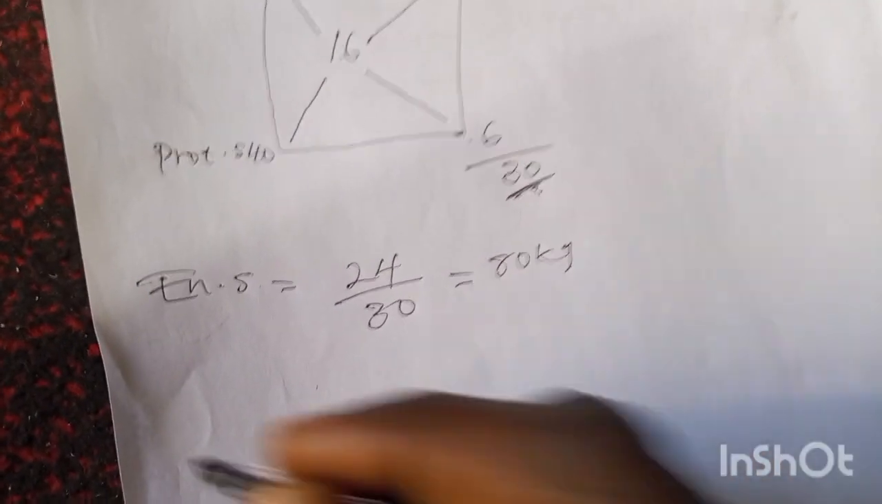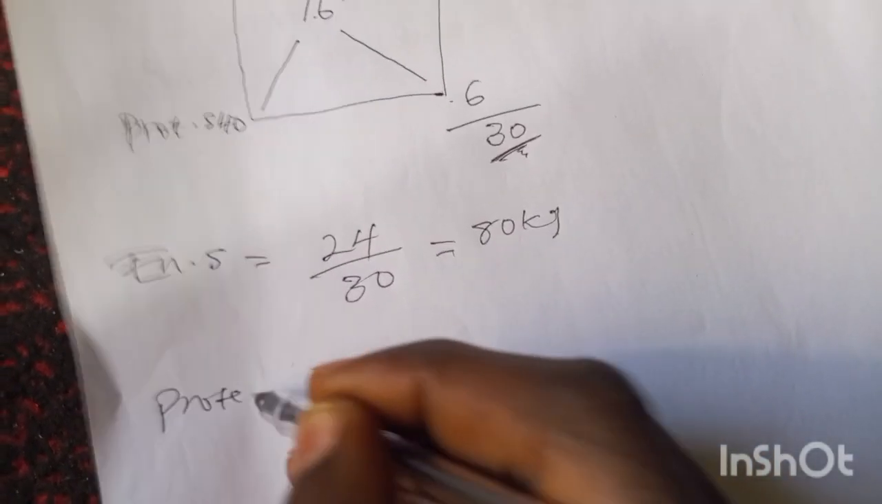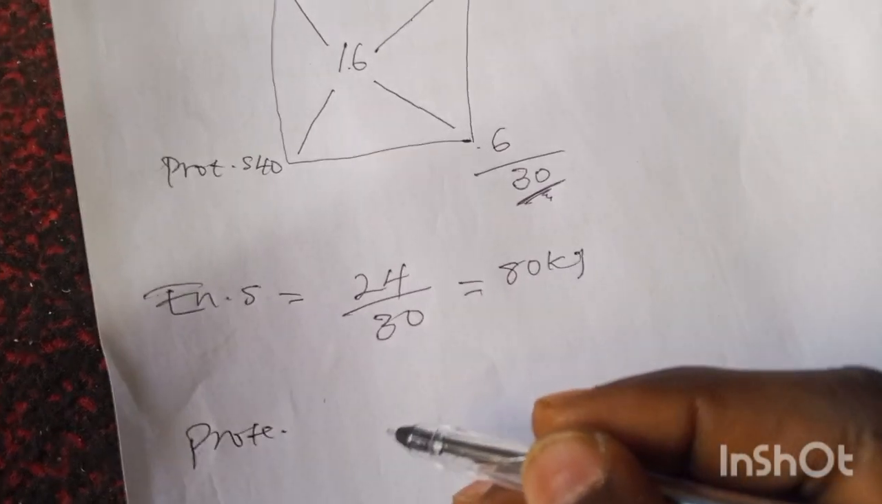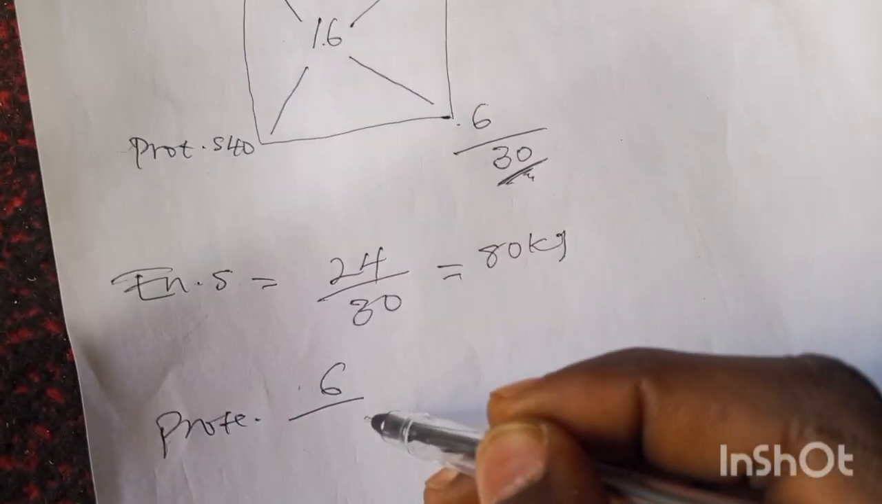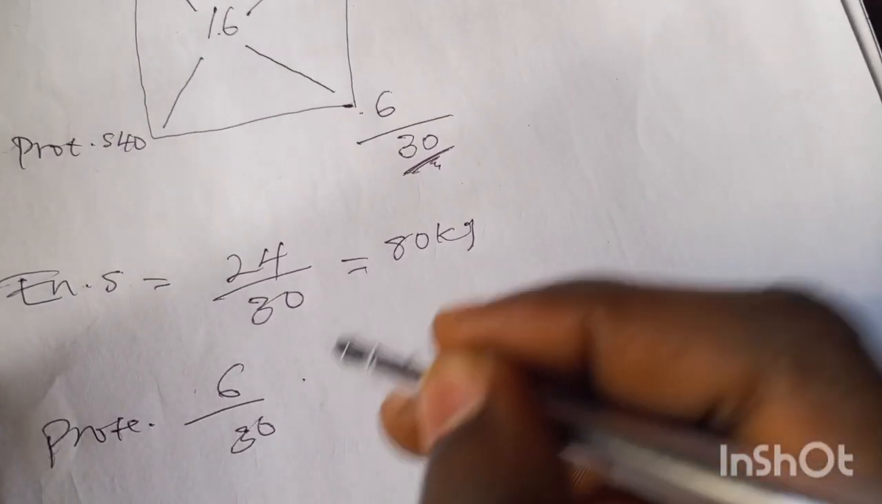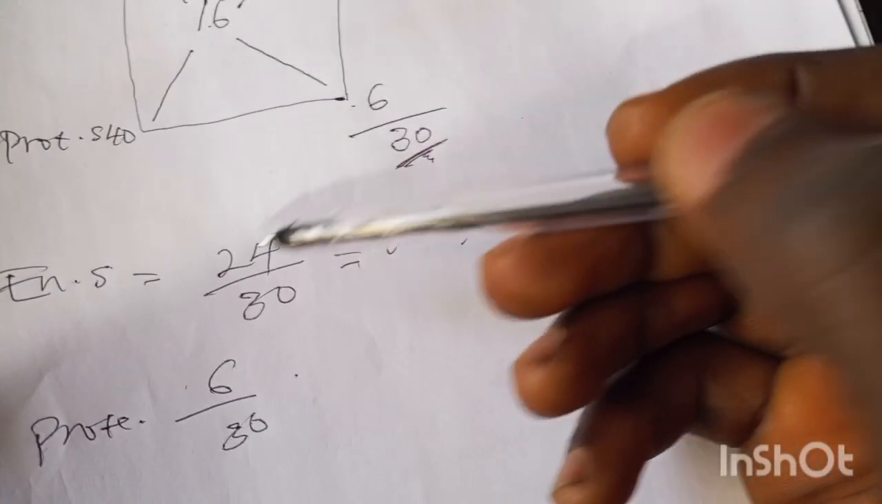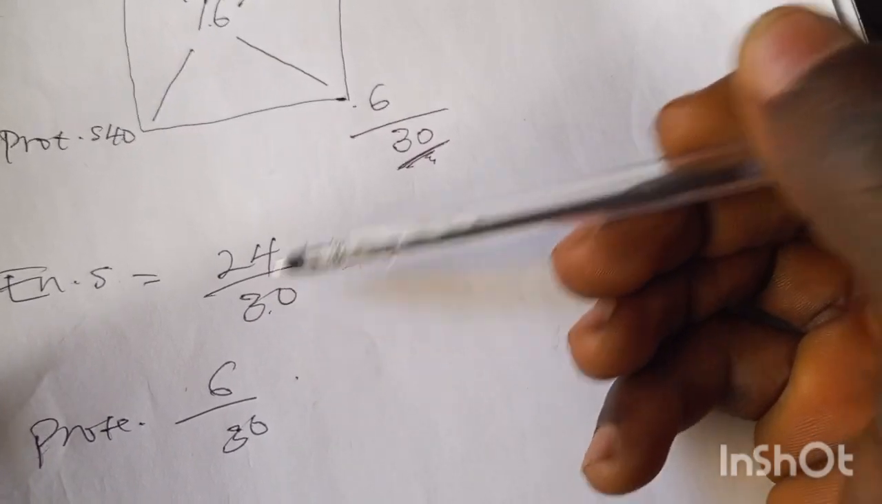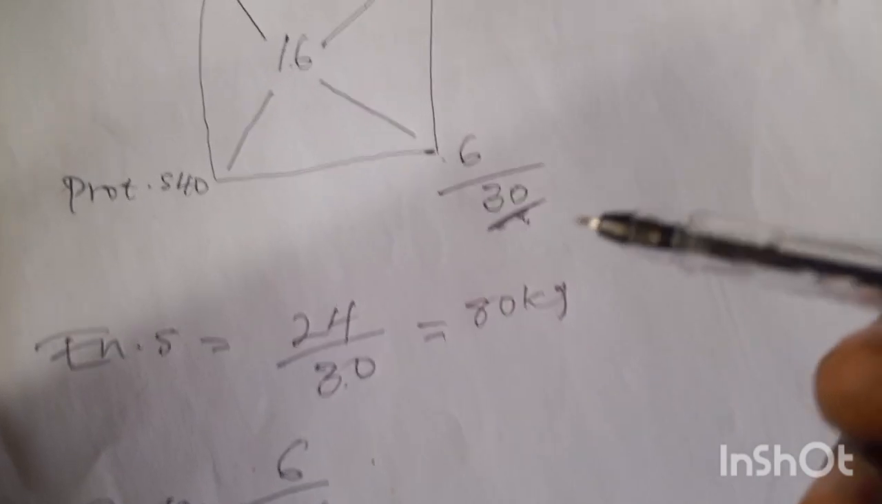And when you come down to the protein source, what are we going to have? Let's do it very, very quickly. We say protein source is equal, that is 6 divided by 30. Remember, it is our 6 at the protein source here. So divided by 30. Okay, before I forget, we are putting this 30 here, not the 100. So since you are dealing with 100 kg, let me not forget this.